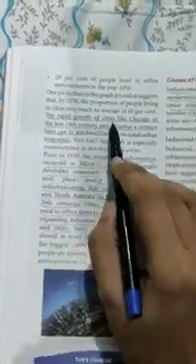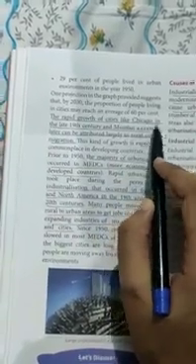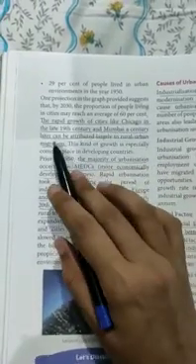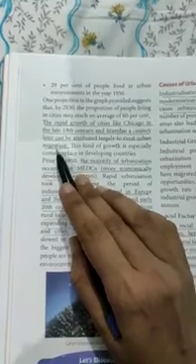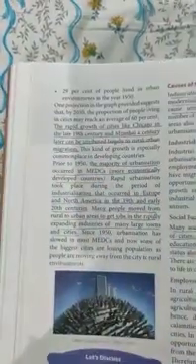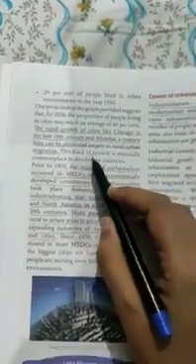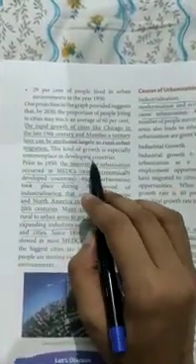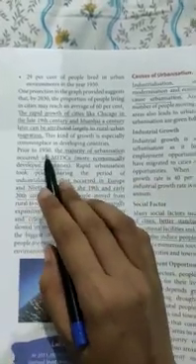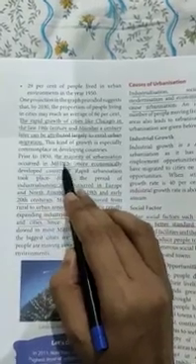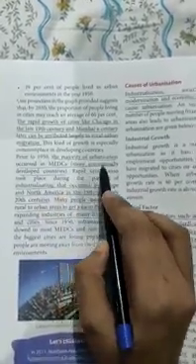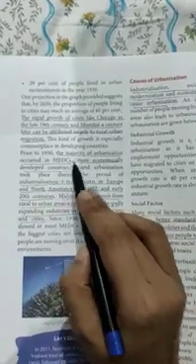The rapid growth of cities like Chicago in the late 19th century and Mumbai a century later can be attributed largely to rural-urban migration, meaning people migrating from rural areas to urban places. This kind of growth is especially commonplace in developing countries. Prior to 1950, the majority of urbanization occurred in MEDCs, that is, more economically developed countries.